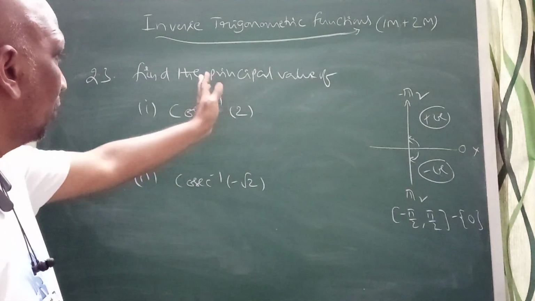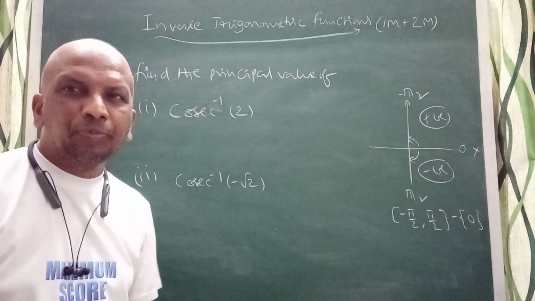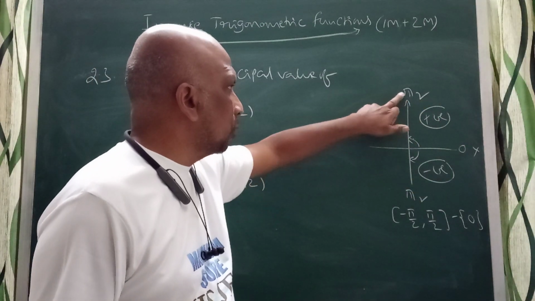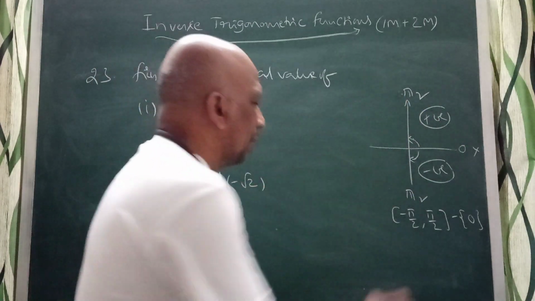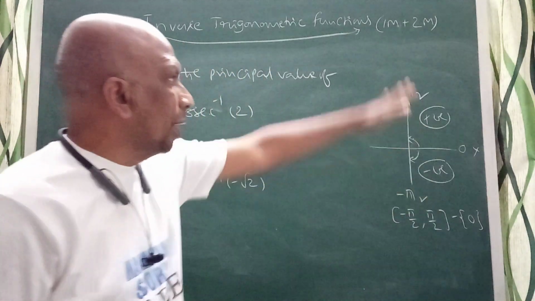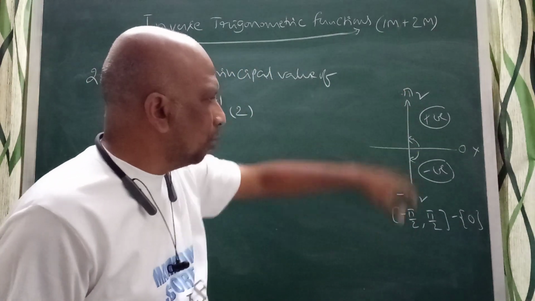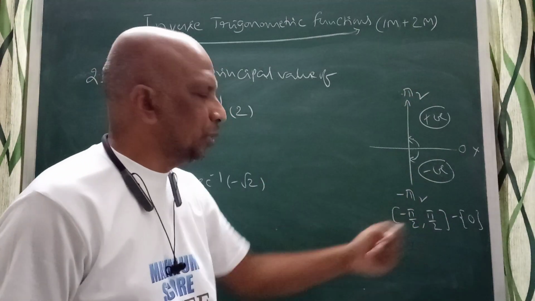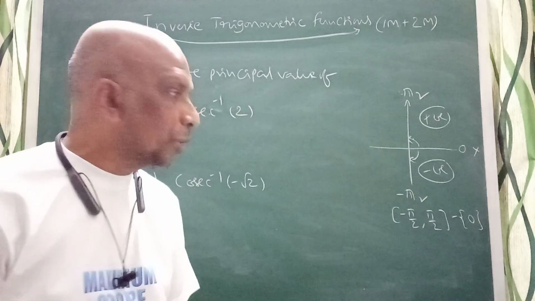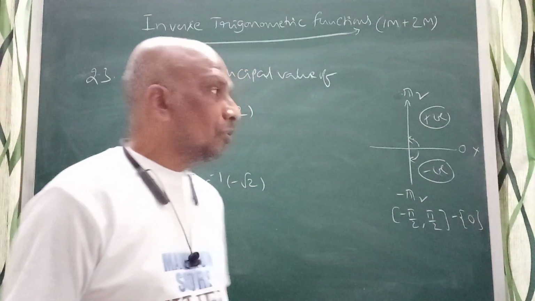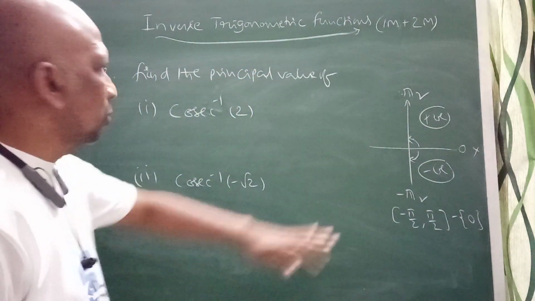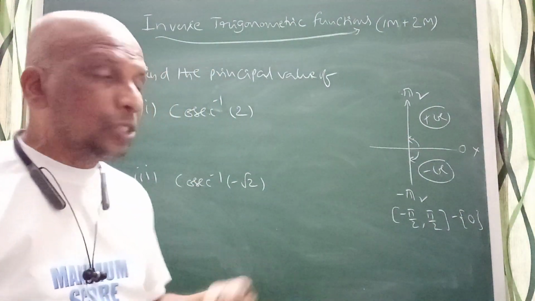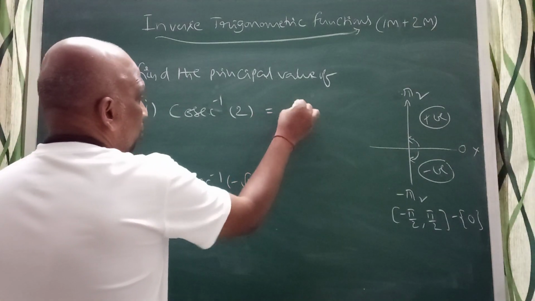Check this problem: find the principal value of cosecant inverse 2. This is positive. When it is positive, you consider between 0 to pi by 2. The range is minus pi by 2 to pi by 2 excluding 0, right? When it is positive, cosecant inverse 2 gives sine inverse 1 by 2. That means the answer is pi by 6.